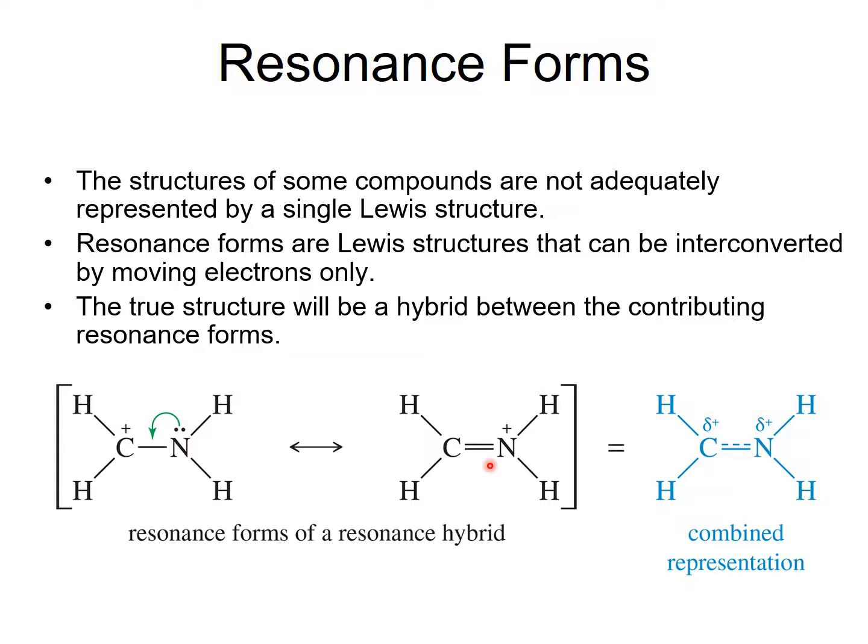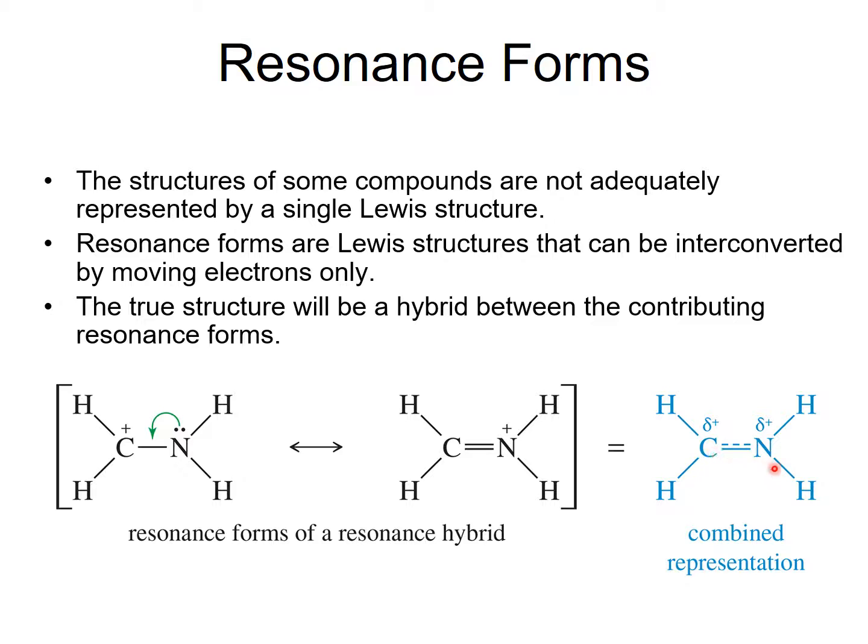Why is it a resonance structure? Because all we did is move electrons around. Electrons and charges is all we moved. We did not take this hydrogen off of here and attach it to that carbon. We did not detach the carbon and the nitrogen and rearrange the atoms in some way. All we did is move electrons and charges around. So this molecule is this molecule's resonance structure.